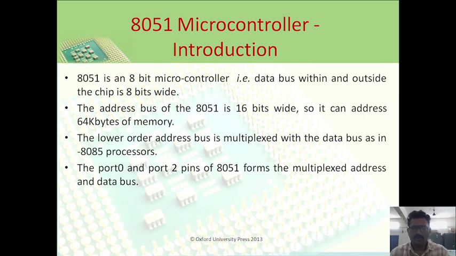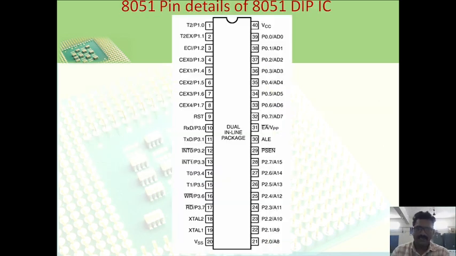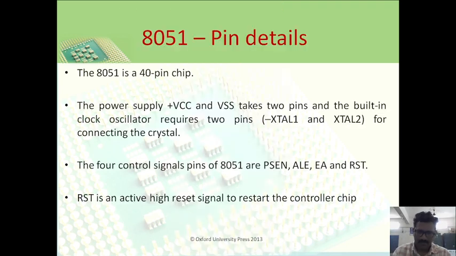The lower order address bus is multiplexed with the data bus, as in the 8085 microprocessor. The port 0 and port 2 pins of the 8051 form the multiplexed address and data bus. So this is the pin diagram of the 8051 microcontroller. It is available as a 40-pin IC, and most of the pins have multiple functions.